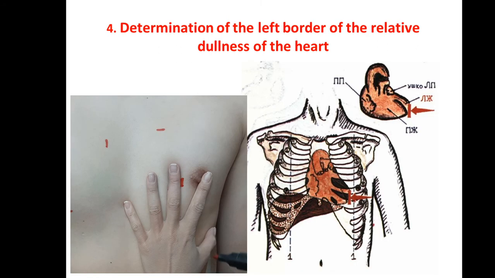Next, detection of the left border. To detect the left border, first you should remember how to palpate the apex beat. First you should find the apex beat. Normally the apex beat is localized at the fifth intercostal space, 1 to 1.5 centimeters inside from the left mid-clavicular line.